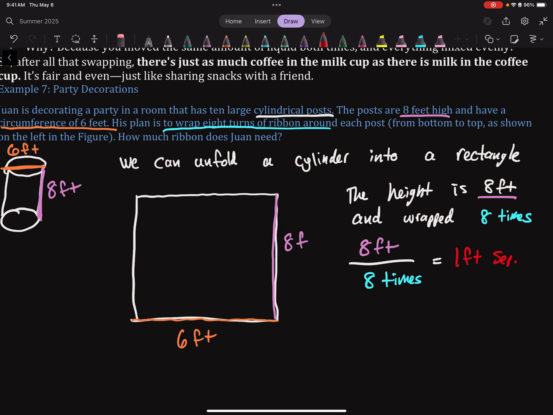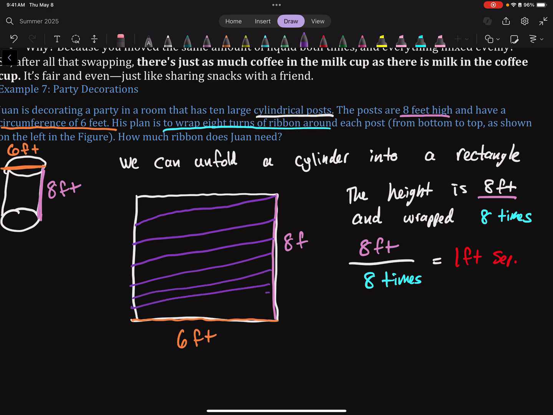So if we wrap it 8 times, let's go ahead and draw that. I will do my best. I am so bad at drawing stuff like this. So we're wrapping it once, twice, 3, 4, 5, 6, 7, 8 times. That is the best way I can draw that. I'm so bad at it. But we just found out that it's spaced out by 1 foot. So from here to here, and all those spaces, is 1 foot.